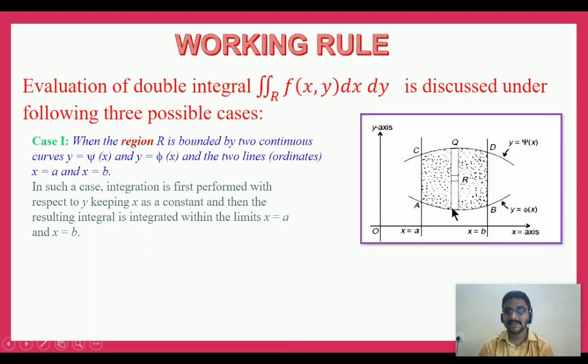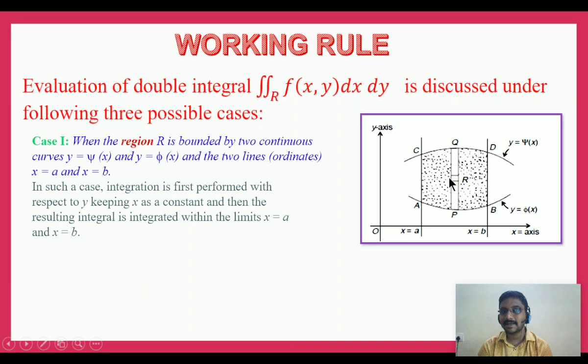So look at the picture. Here y equal to phi of x and y equal to psi of x are two curves, and the two lines, the ordinates, are x equal to a and x equal to b. The lines are clearly parallel to the y axis. So it is the region. We have to take a closed region. The dotted region is a closed region.